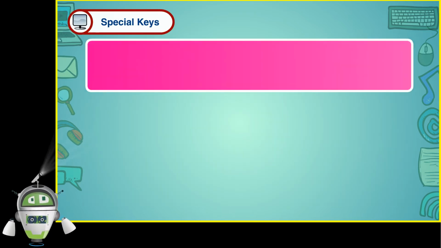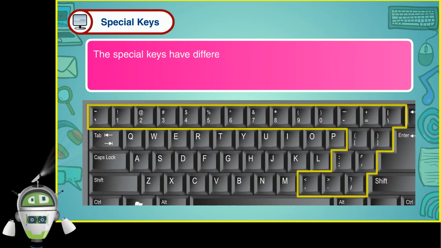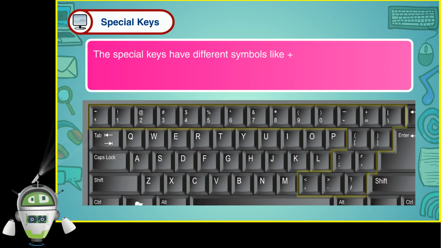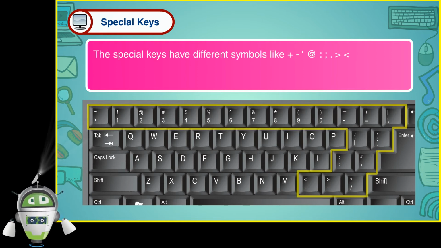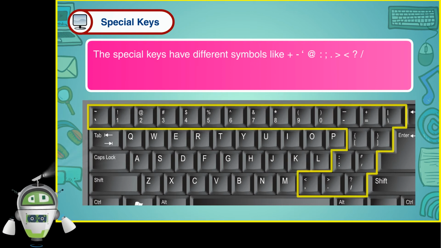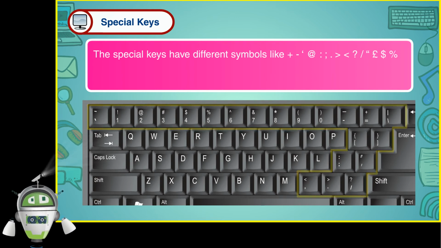Special keys. The special keys have different symbols like plus, minus, apostrophe, at, colon, semicolon, full stop, greater than, less than, question mark, forward slash, quotes, quotation marks, pound, dollar, percentage, exponential, multiplication, and brackets.